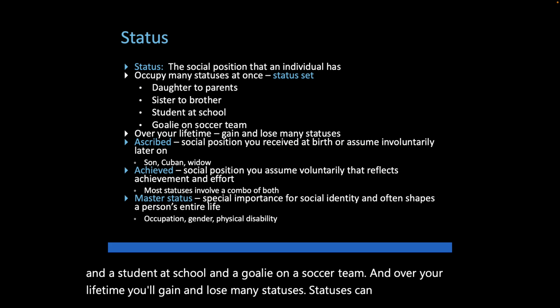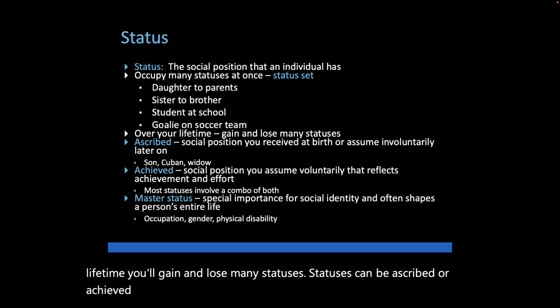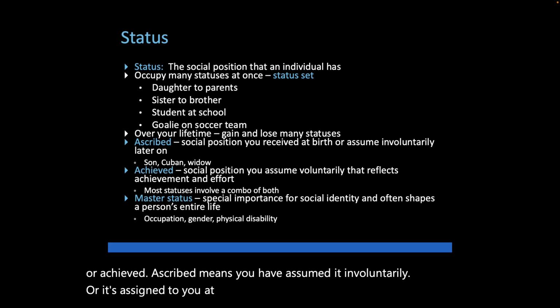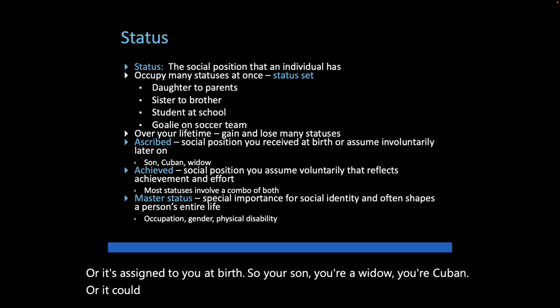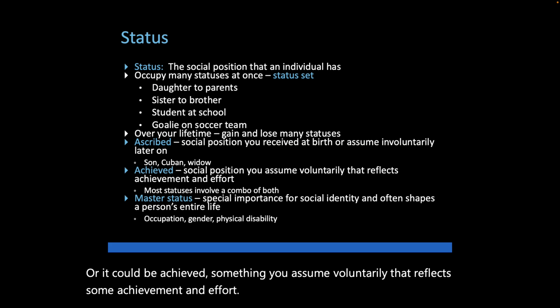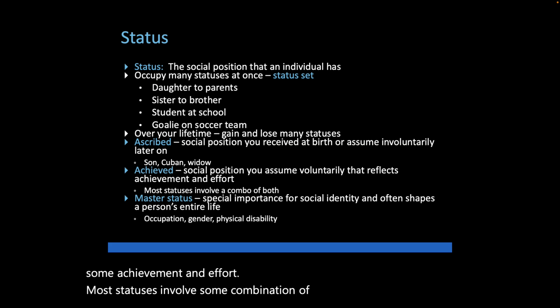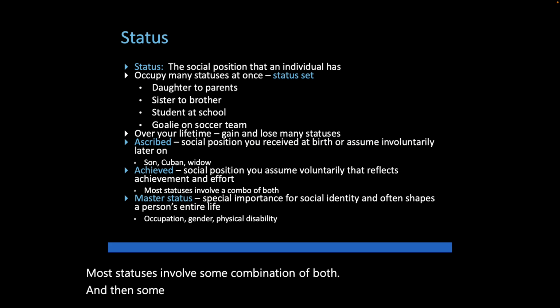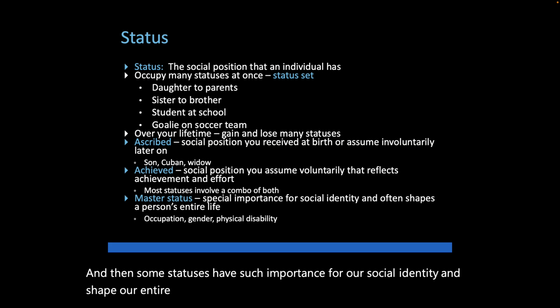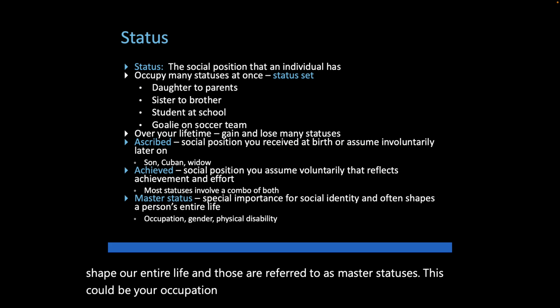Statuses can be ascribed or achieved. Ascribed means you have assumed it involuntarily or it's assigned to you at birth. So you're a son, you're a widow, you're a Cuban. Or it could be achieved, something you assume voluntarily that reflects some achievement and effort. Most statuses involve some combination of both. And then some statuses have such importance for our social identity and shape our entire life, and those are referred to as master statuses. This could be your occupation, your gender, a physical disability.